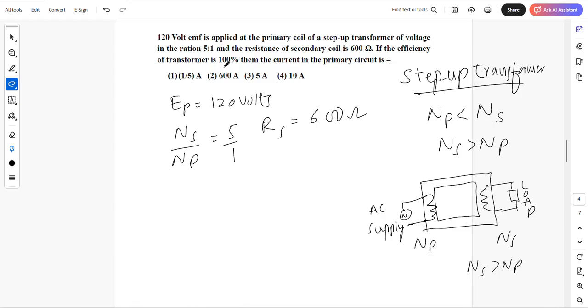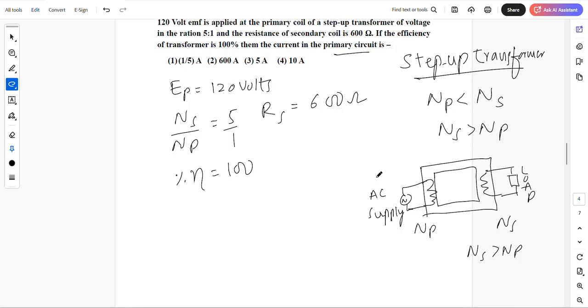If the efficiency of the transformer is 100%, percentage efficiency is equal to 100. What we have to calculate is the current in the primary circuit. How to calculate the current in the primary circuit? You have to calculate IP. Understood? You have to calculate IP.